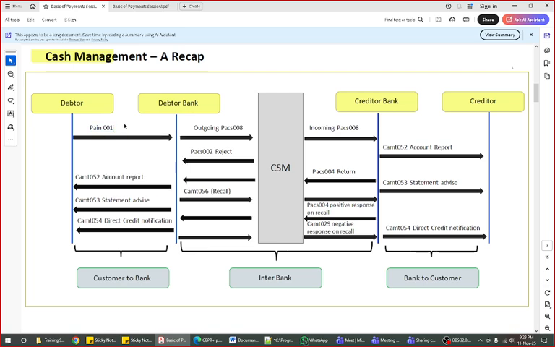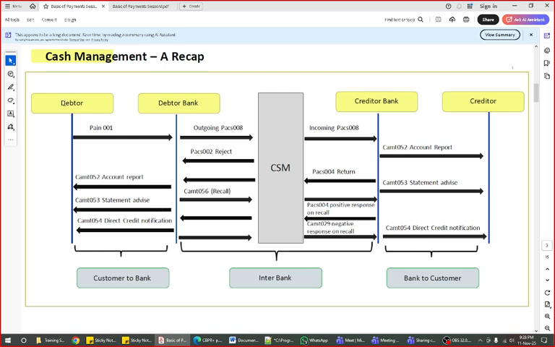By the way, don't worry about how this pain.001 looks like. I am going to explain in a detailed session of 1 hour how pain.001, pain.002, and pacs.008 messages look like. I am going to explain everything. I have so many PDFs of this to explain to you, so don't worry on that part.